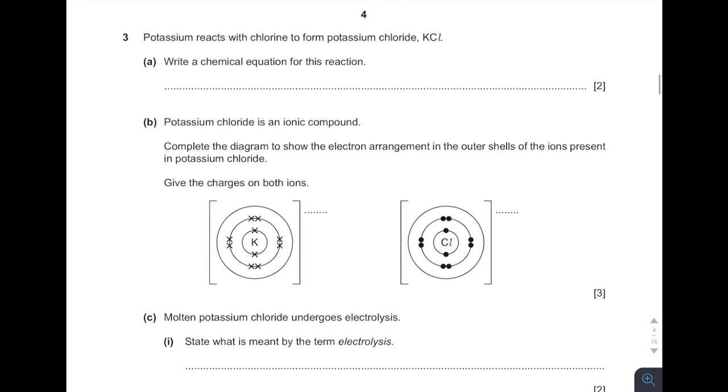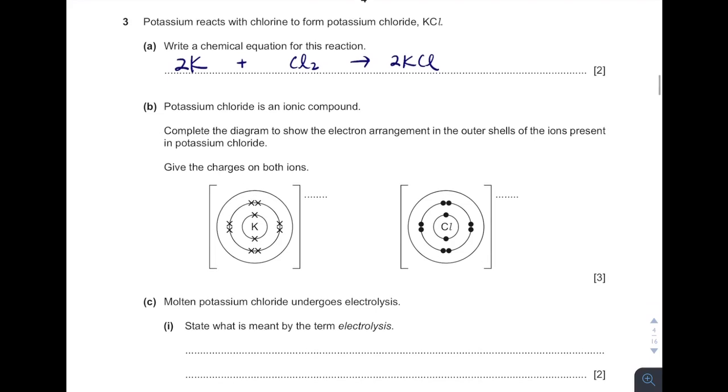Then, given that potassium reacts with chlorine to form potassium chloride, write a chemical equation. Potassium reacts with chlorine, remember, it is Cl2, since halogens are all diatomic, to form KCl. Balance the equation: on the left-hand side there are 2 Cl, so on the right-hand side make sure there are 2 K.